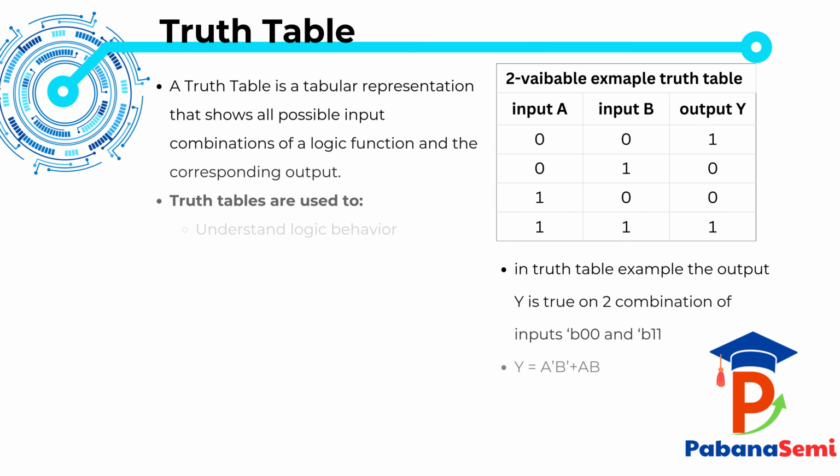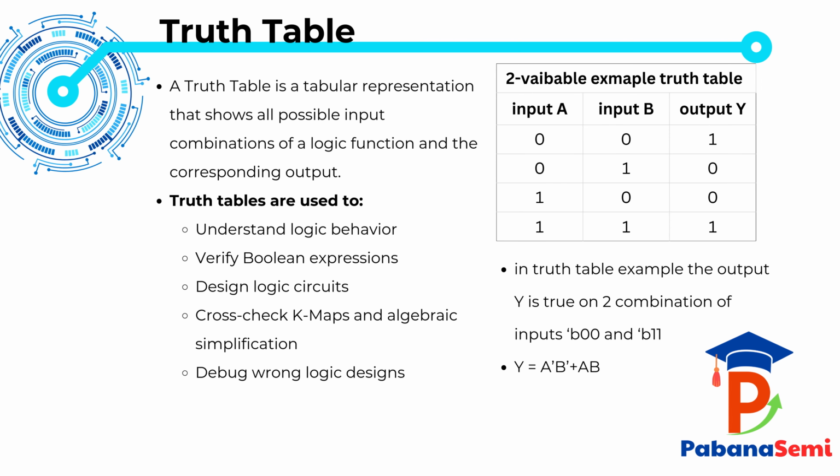Let us now understand what exactly a truth table is. A truth table is a tabular representation that clearly shows all possible input combinations of a logic function and the corresponding output. In digital systems, inputs can take only two values, 0 or 1. So a truth table helps us clearly see how the output behaves for every possible input case.